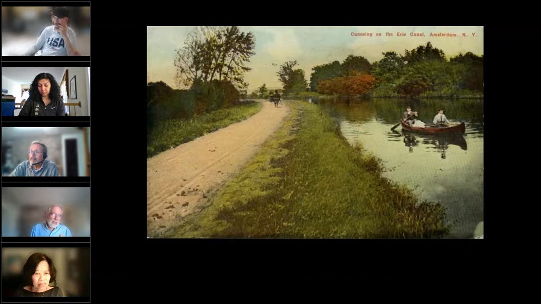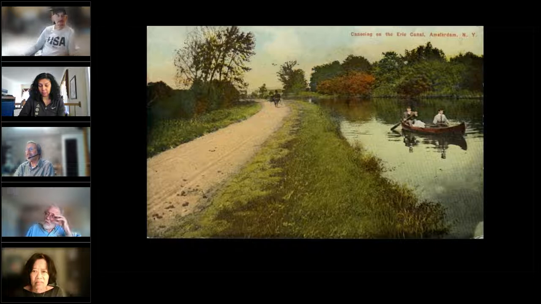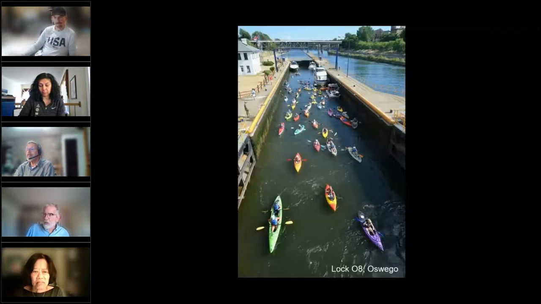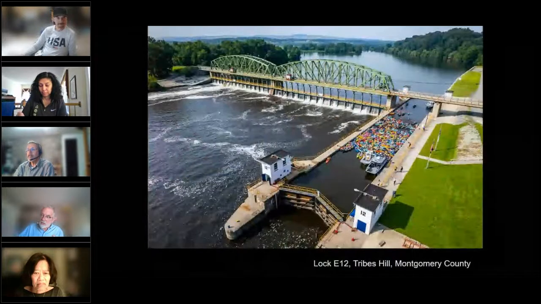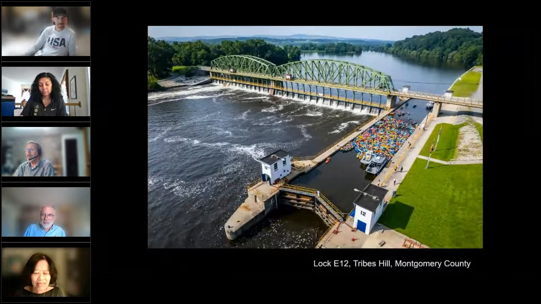People have been paddling on the canal since the 19th century. That's nothing new, even though it was even more a commercial waterway then than it is now. But we've seen a real uptick in recent years of people getting out. End-to-end paddlers, people coming out for big events. You know, you can get over 300 boats in a lock at a single time. Wow.